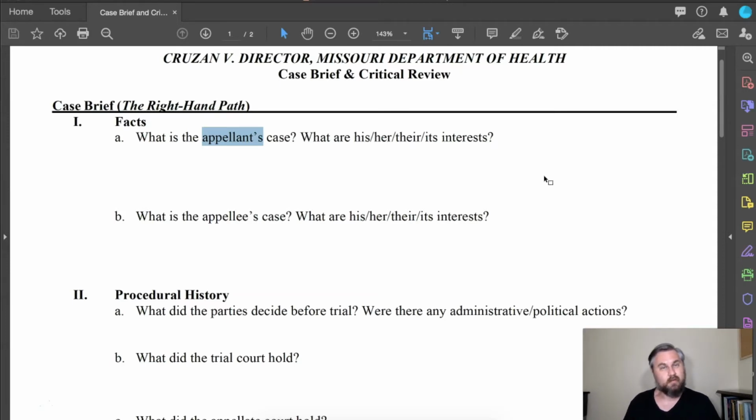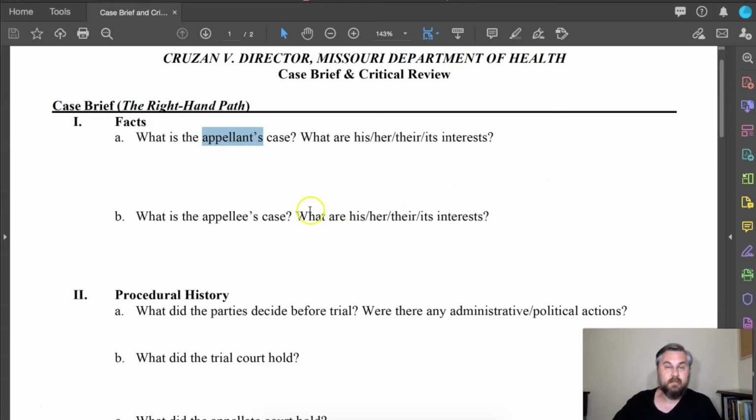You want to ask, what are their interests? Why are they mad? What's brought them to this point to begin with? And here in this first part, you really want to dig into why it is that they even care in the first place. What got them to this stage, and why are they asking the Supreme Court, or whatever court you're looking at, to weigh in on this subject?